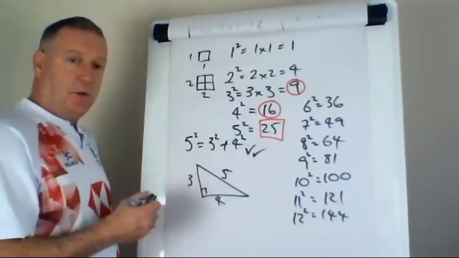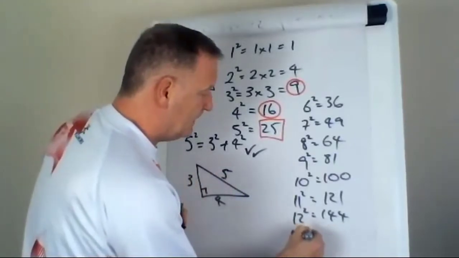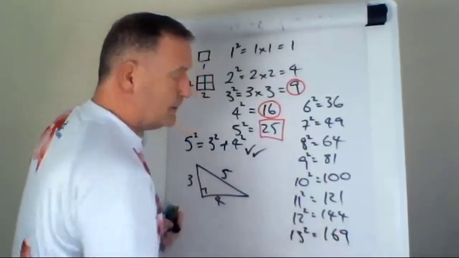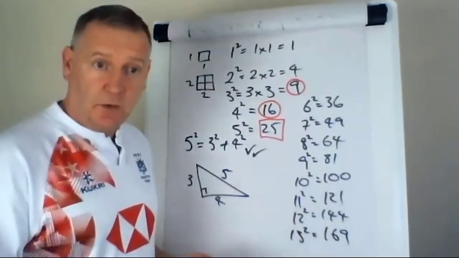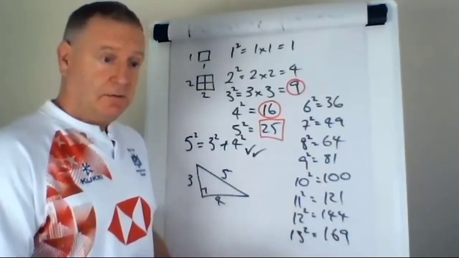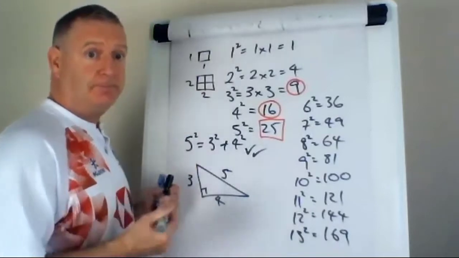Do you know this one? You know? Let's see. Yeah, that's what I just checked. Do you know that? 13 squared, 169. Do you know that? Yeah, I learned them, but I don't use them. Okay, we'll use them from now. Ready?